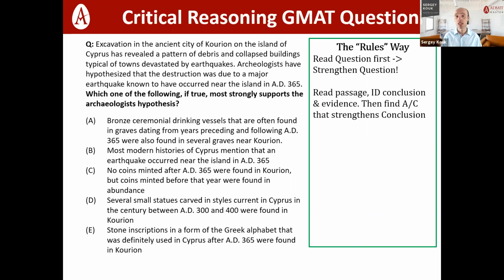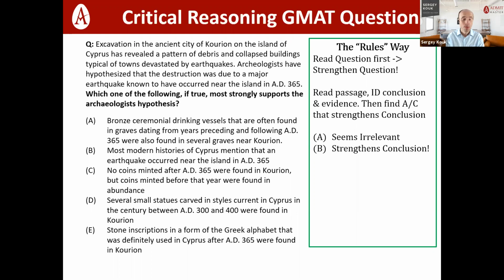Now, what is the conclusion, by the way? Well, that's the hypothesis. They hypothesized that the destruction was due to this earthquake. So we are going to be looking for the answer choice that actually says, yeah, we believe this more now because we've read this answer choice. That's essentially what this means in very simple terms. It makes the argument a better, more believable argument. So let's see. A doesn't seem relevant. Certainly doesn't feel like it strengthens the conclusion. How about B? We believe that this is what happened and most modern histories mention that. So that definitely tells us that it strengthens the conclusion. How about C?